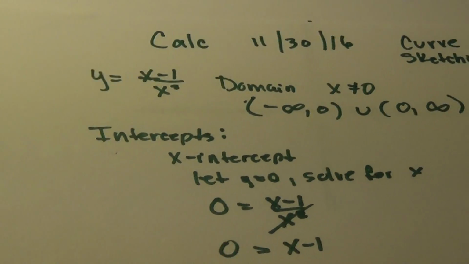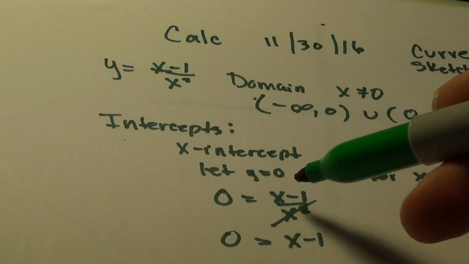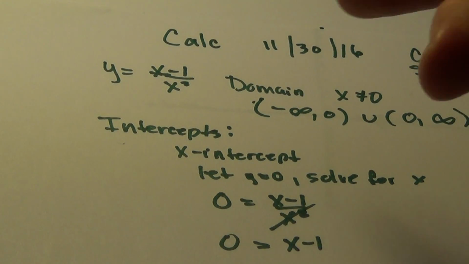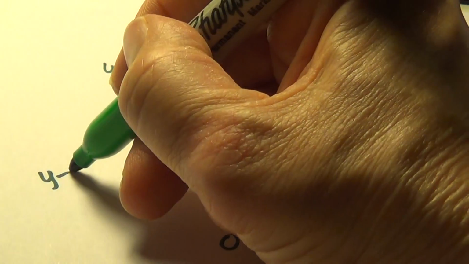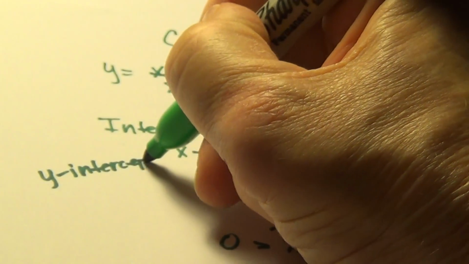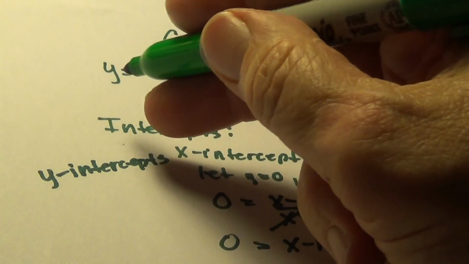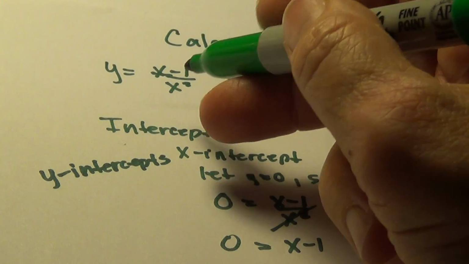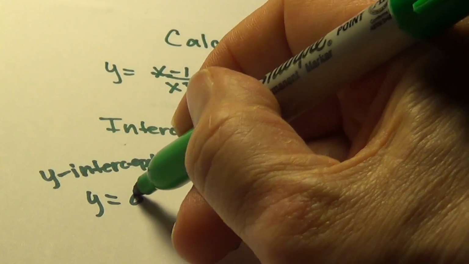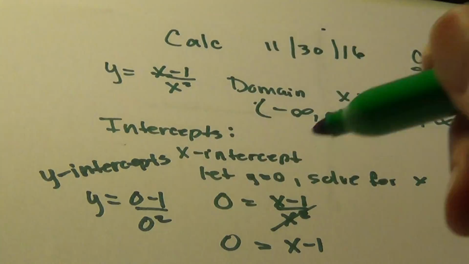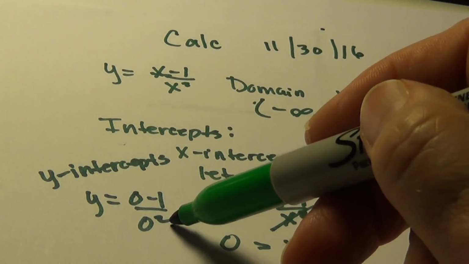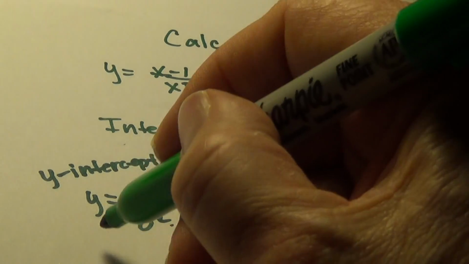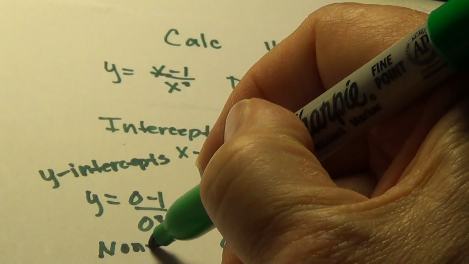When we were looking at intercepts, the x-intercept, we let y equal 0 and solve for x. So over here on the side, let's look for y-intercepts. I'm sorry, when you're looking for y-intercepts, you let x equal 0 and solve for y. But you can see that creates an impossibility. You can't divide by 0, so there are none. There is no y-intercept.